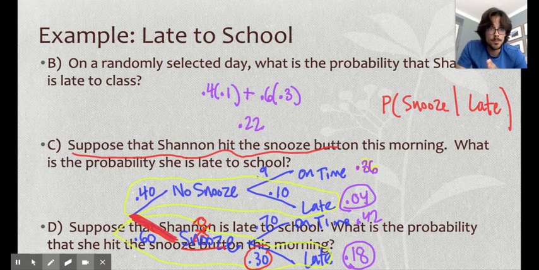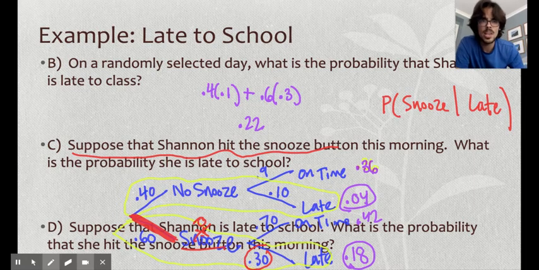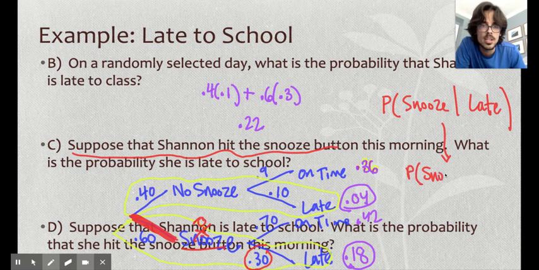Late is given. But if you look at the tree, you can't just say, oh, I'm going to walk to here in my tree. It doesn't work like that. Late is on the end and it's in a couple different spots. So if you have a situation like this, where it's the second part that's given, you have to use the formula that I gave you on the last page. What that formula says is that when you do a conditional probability, you take the probability of both of those things, the probability of snooze and late, over the probability of the one that's given. And the one that's given in this problem is late.